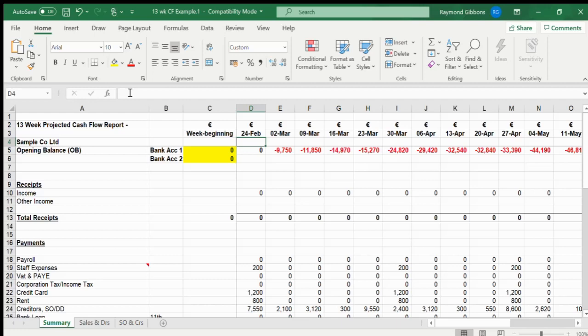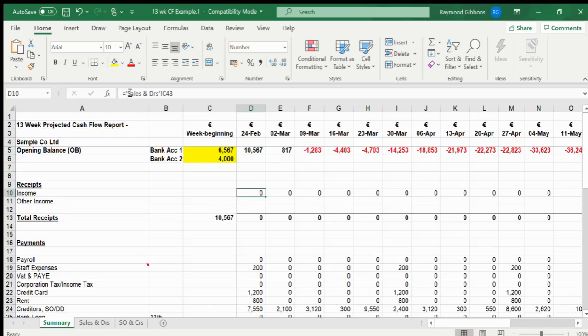The owner of Sample Company has checked his bank accounts and he's determined that in his main bank account he has a balance of €6,567 and we're going to enter that here. He has a second bank account with €4,000 in it and we enter that there. It may well be a tax account. So his starting balance is €10,567 for the week beginning the 24th of February.